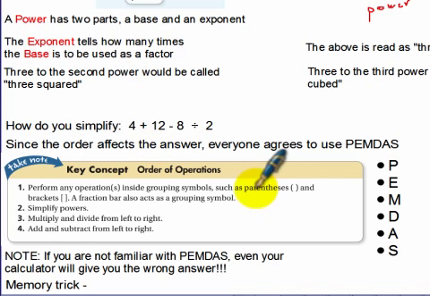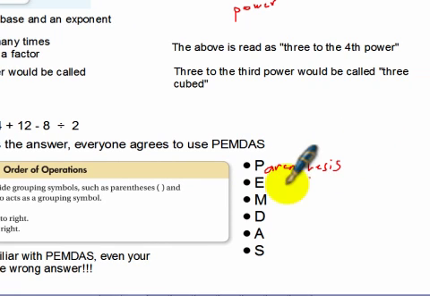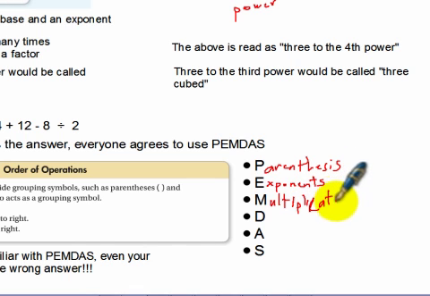Well, everybody in the world, at least everybody that uses the same number system as us, has agreed that we're always going to do it a certain way. And that is using order of operations. Sometimes you'll hear this referred to as PEMDAS. And basically the way it works is you do parentheses first, and then you do exponents, and then you do multiplication, and then you do division, and then you do addition, subtraction.